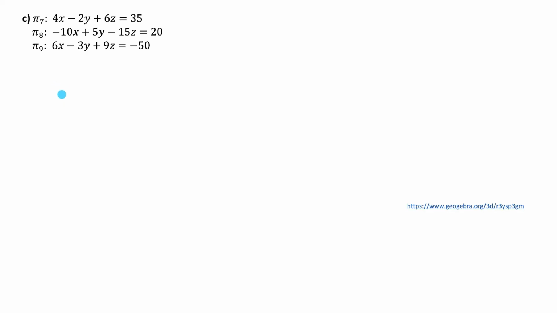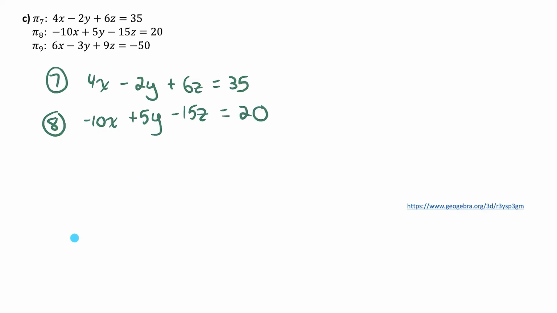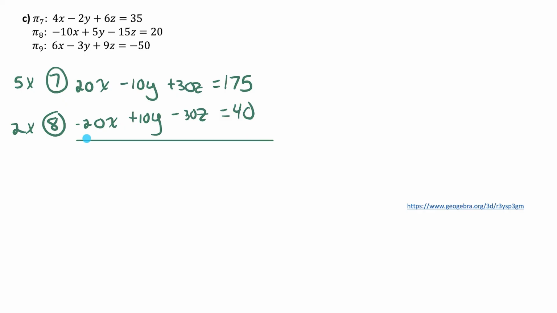So let's say we wanted to work with planes 7 and 8 first. Let's say we wanted to eliminate the x's and we wanted the coefficients of the x's to be 20 and negative 20. I could multiply equation 7 by 5 and equation 8 by 2. Let me go ahead and do that and change all of their coefficients. And now let me multiply equation 8 by 2. And if I were to add these equations to eliminate the x's, I would notice that all the variables eliminate.